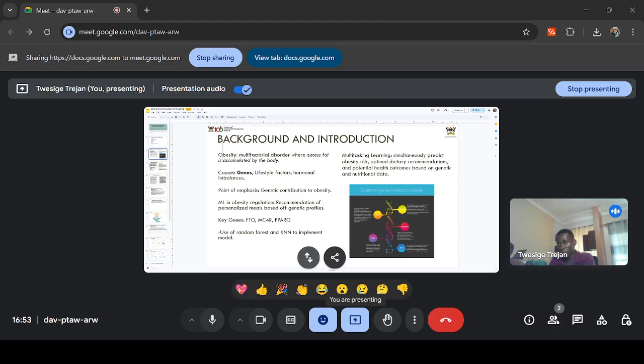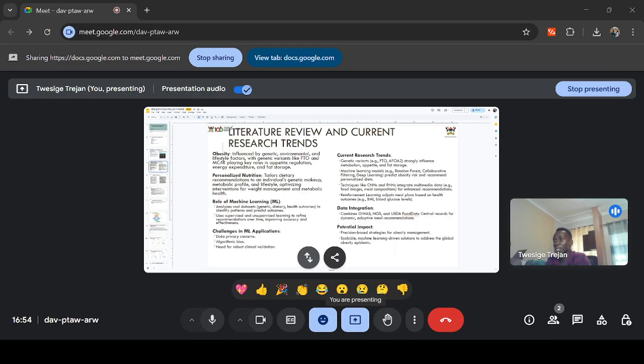So how are we going to implement this? We're using random forest and then KNN to implement this model. We have different models and their evaluations, but we chose this one. We are also applying some multitask learning, with simultaneous predictions of obesity risk and optimum dietary recommendations, and then potential health outcomes based on the genetic and nutritional data. The illustration shows how common genes are related to obesity. As you can see, we already went through that during our presentation of the topics.